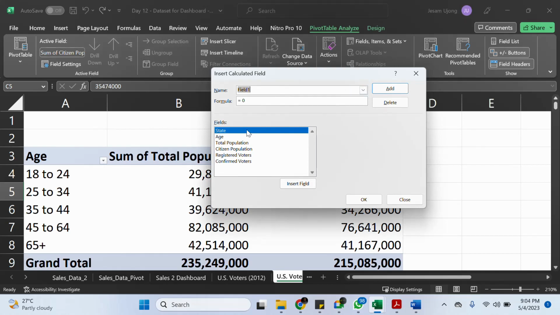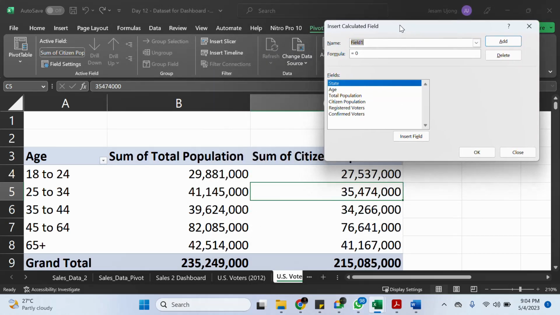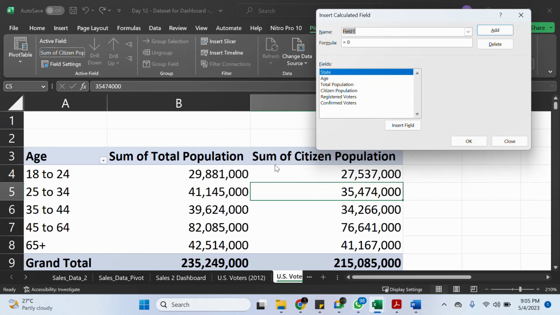So now what we are trying to do is get the percentage of citizens from the citizen population and the total population, right? So what do we call this? Percentage, yeah. So this can be percentage citizens.